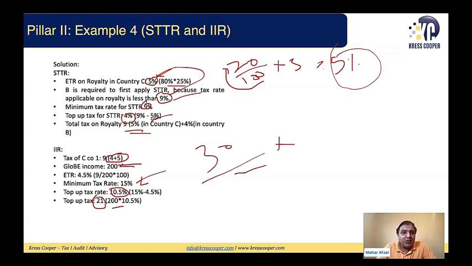This priority rule, the subject to tax rule, has been applied before the IIR. So you can see here, 4 plus 5, total 9. 9 divided by 200 is 4.5%. And while applying the effective tax rate, this 4.5% has been deducted because this 4.5% has already been collected through the STTR rules, the subject to tax rules.